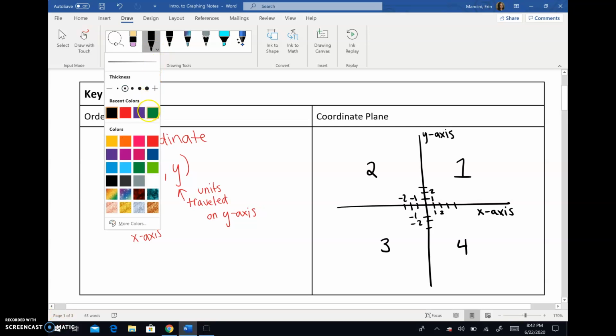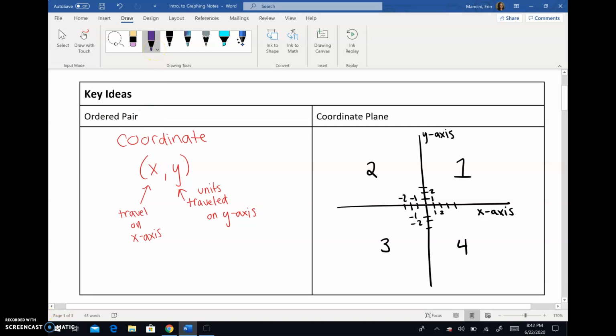One more thing about the general structure of the coordinate plane. You have this very important point right here. This point 0, 0, where you don't move at all on the x or y axis, you're just at the center, is called the origin. The origin is often our starting point for some problems, so that's an important point to remember.